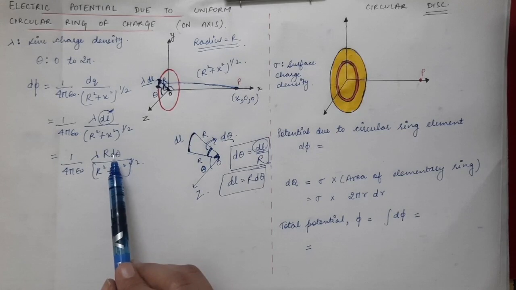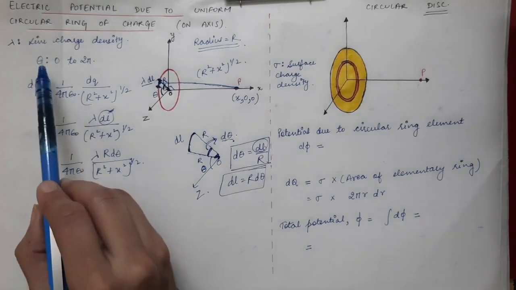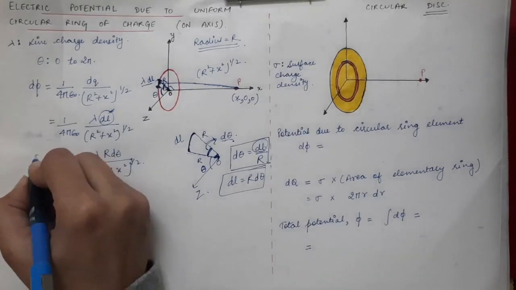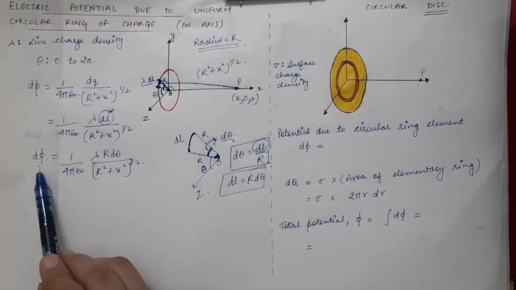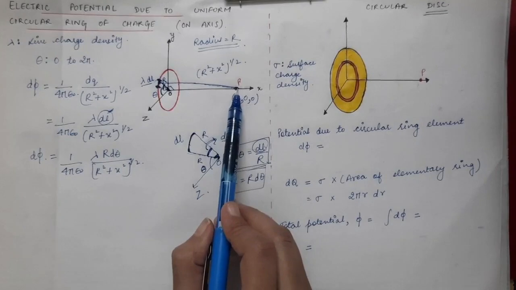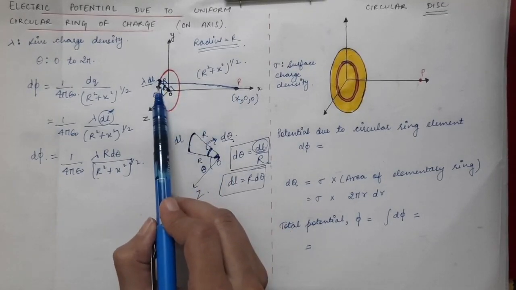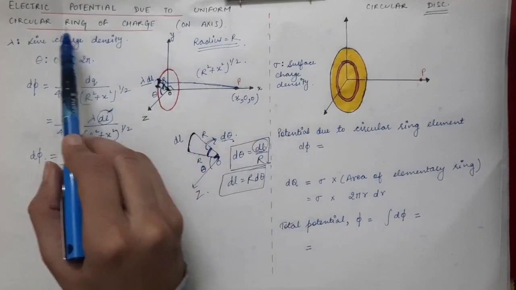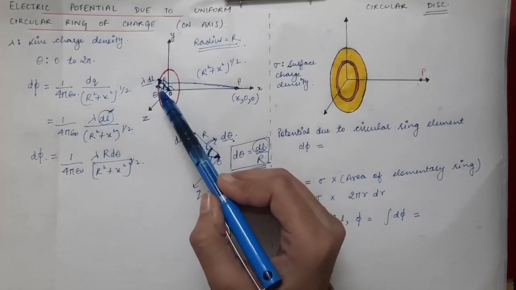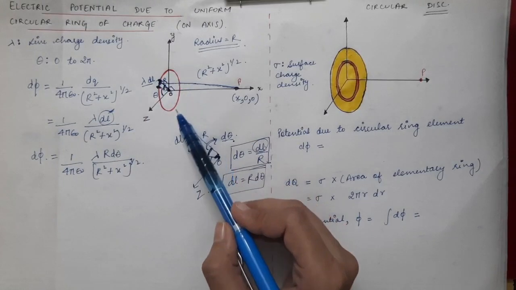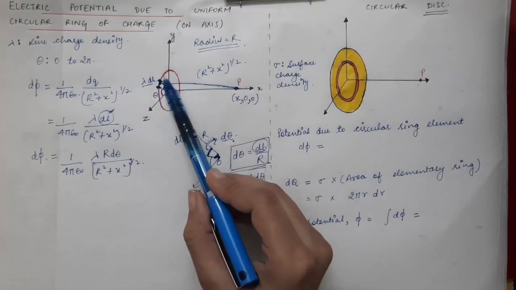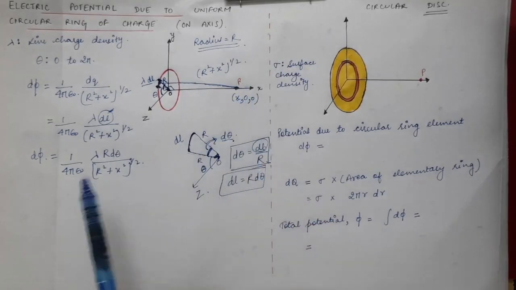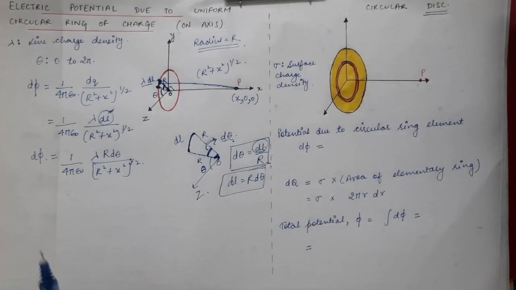The variable in this expression is theta, and theta will vary from 0 to 2 pi, because this potential which we have found is the expression of potential at point P due to this small line element. But we want to find the electric potential due to the whole circular ring of charge. That is, we want to find the potential due to this whole circular ring. So to find the potential due to this whole circular ring at point P, we have to do the integration of this particular expression.